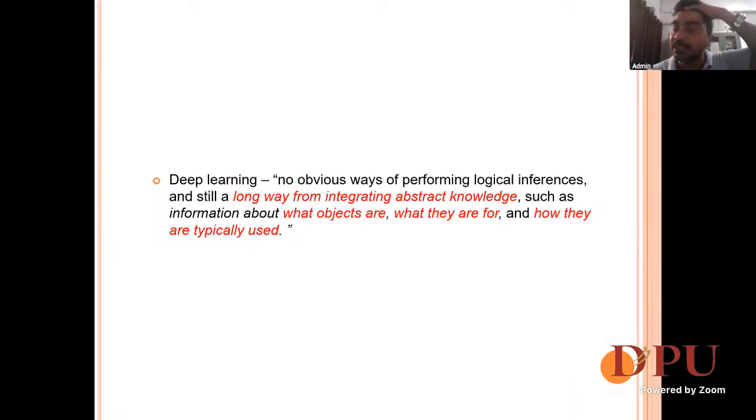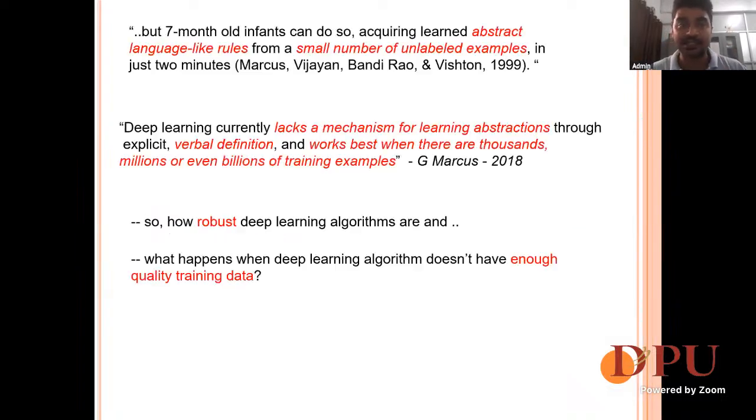But what is the problem of deep learning? The main problem is that it fails to identify, as I said, how to inherit the underlying pattern. It's far away from integrating abstract knowledge. It simply works fine and gives you a result. Say, for example, a 7-month-old infant: if you train that baby, with abstract knowledge the baby can come up with certain rules, that these things I will do, these things I will not do, from a small number of unlabeled examples.